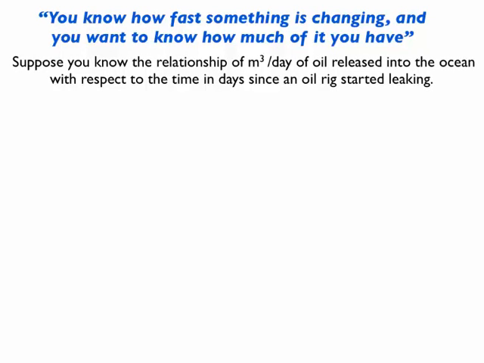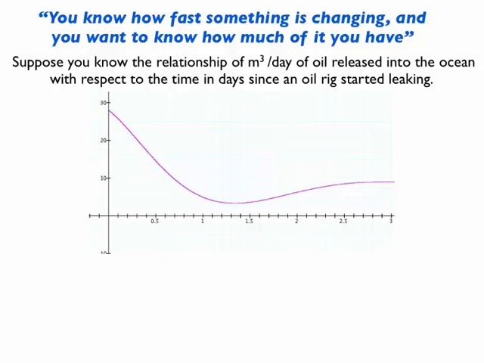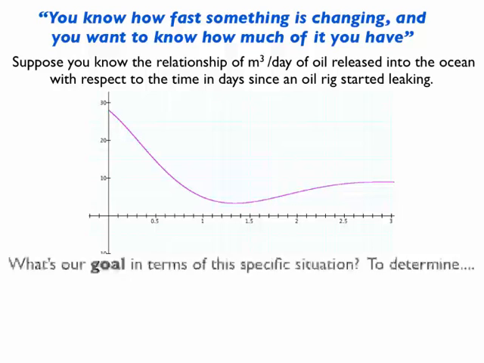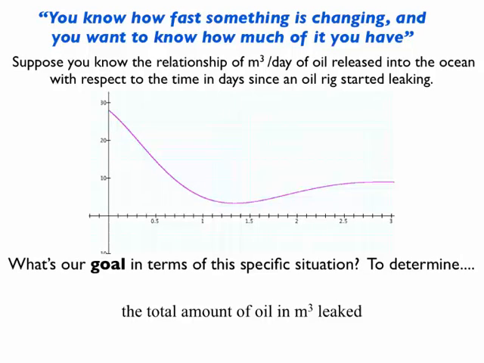Okay, so suppose you know the relationship of meters cubed per day of oil released into the ocean with respect to time in days since an oil rig started leaking. Here's that relationship. Time in days is our x-coordinate, our independent quantity, and the rate of change of oil being released, meters cubed per day, is our y-coordinate. What is our goal in terms of this specific situation? What do we want to determine? How much oil is actually leaking? The total amount of oil in meters cubed leaked.